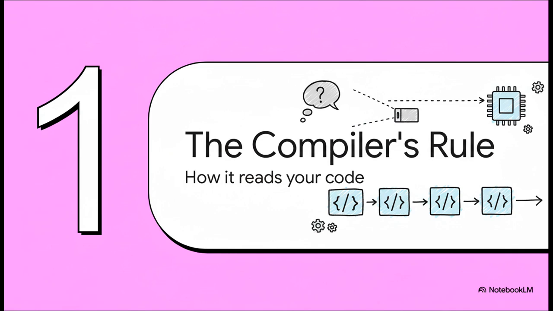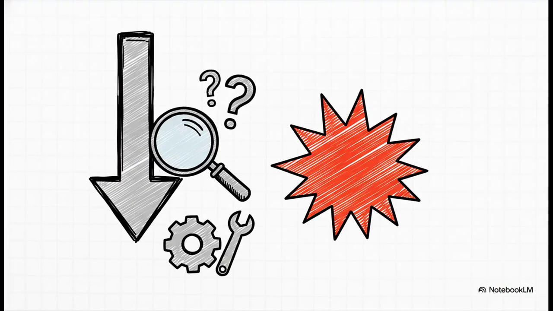See, a compiler isn't like us. It can't just glance over the whole page and get the gist of it. Nope. It has a one-track mind, and it reads in a very specific way. It reads your code in exactly one direction, from top to bottom. That's it. It's a one-way street, no turning back.